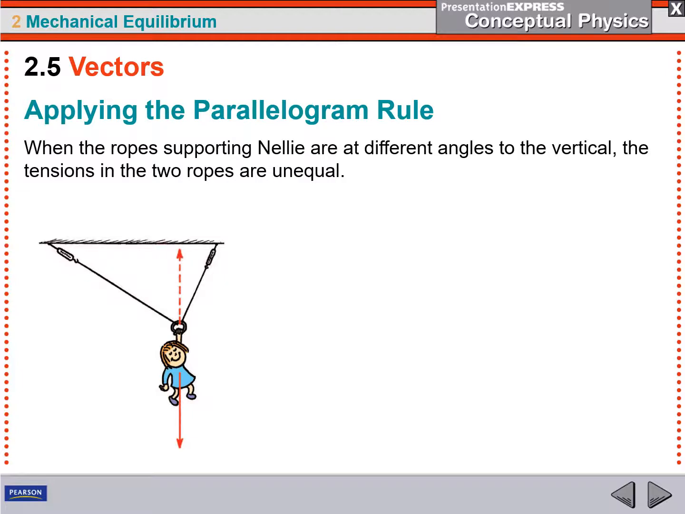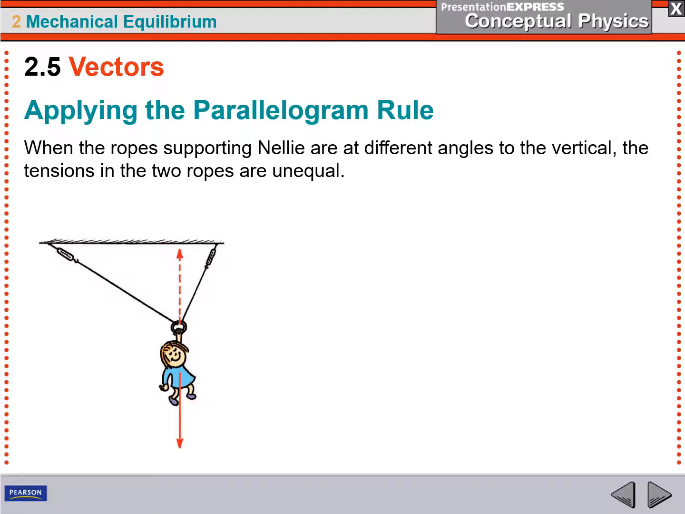Consider one last situation. Instead of hanging right in the center, what if little Nellie moved over? Now, the two supporting ropes are at different angles. What's the tension like in the two ropes at this point?